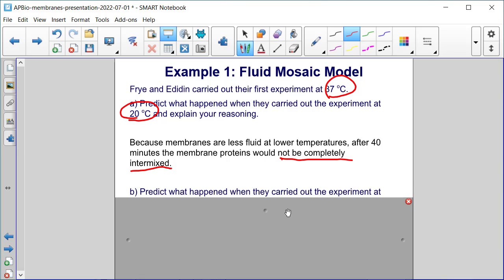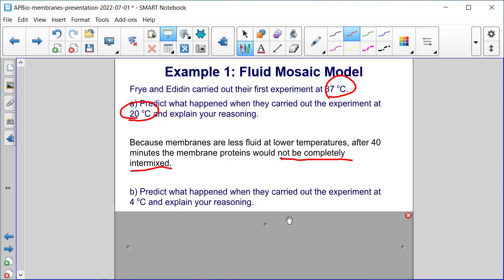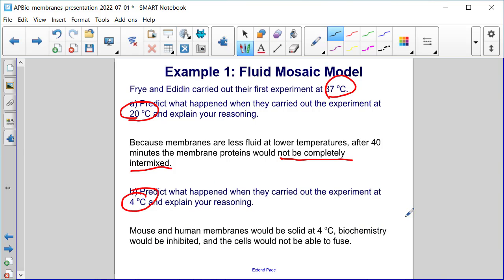Now, what about at 4 degrees Celsius? Remember that the freezing point of water is 0 degrees Celsius. So this is 4 degrees Celsius, very, very low temperature. What would happen? At 4 degrees Celsius, mouse and human membranes would be solid. What happens if they're solid? There's no fluidity at all. All biochemistry would be inhibited and the cells would not be able to fuse.